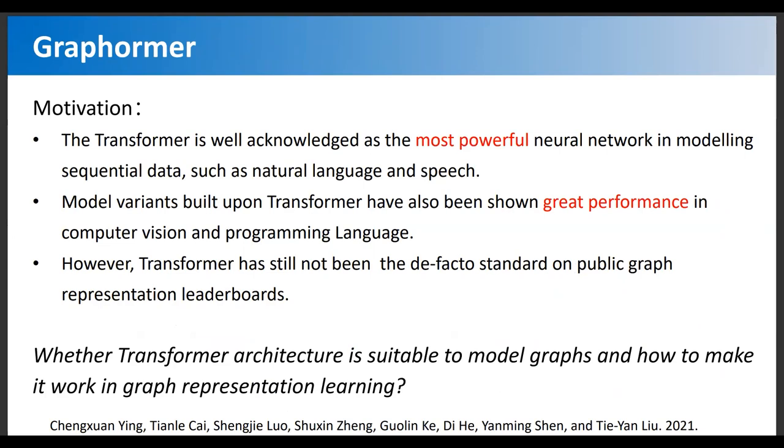Graphormer is an early solution towards this direction. We all know that the transformer is well recognized as the most powerful neural network structure in natural language processing and readily used in ChatGPT and various products. So a question arises as to whether the transformer architecture is suitable to model graph structures as well.